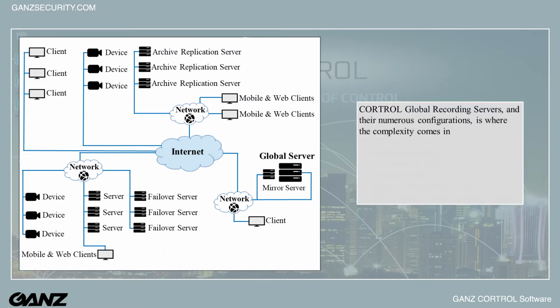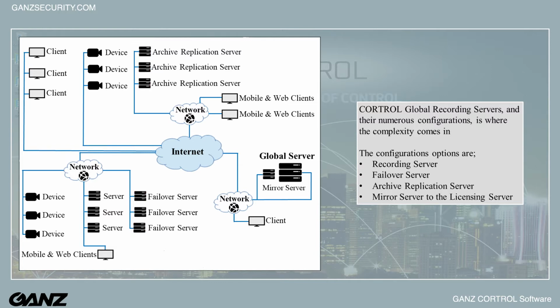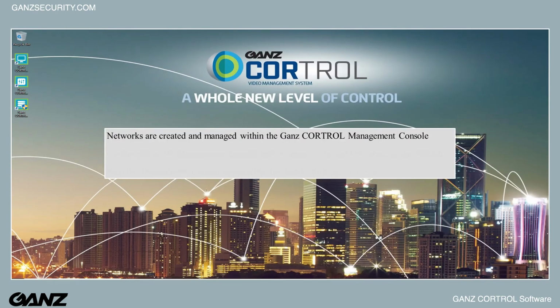CORTROL Global recording servers and their numerous configurations is where the complexity comes in. The configuration options are recording server, failover server, archive replication server, mirror server, to the licensing server. The networks are created and managed within the CORTROL Management Console.